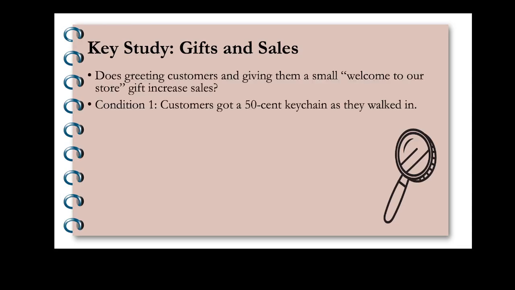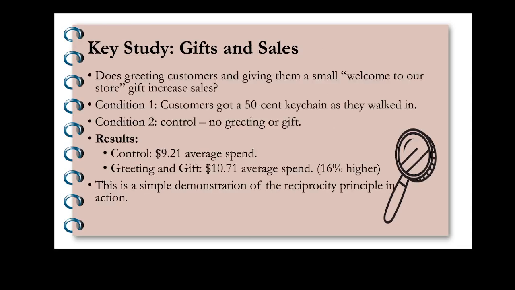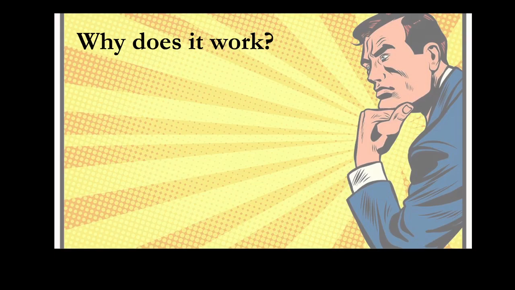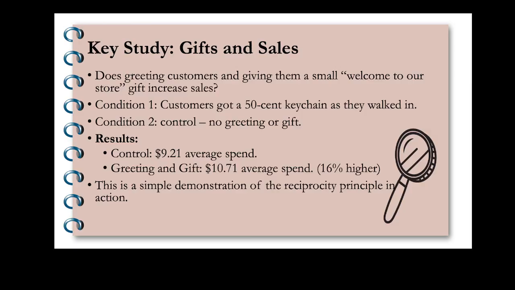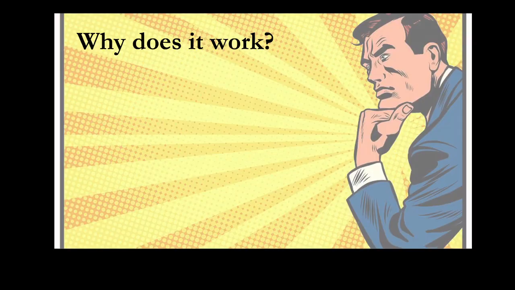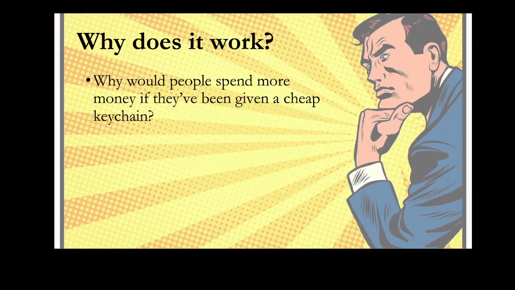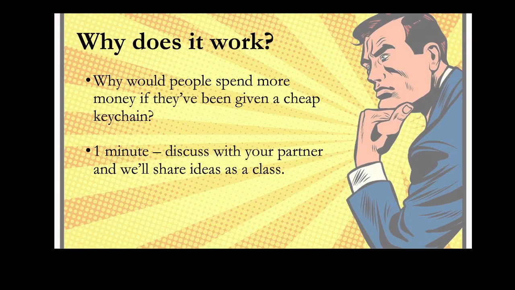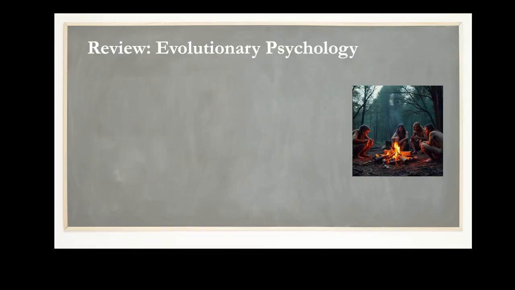Now we give the students the key study. And this is showing, if you give something away, like a free sample, it can increase spending by 16%. Why does it work? See if students can discuss with a partner, think, pair, share. We'll share ideas. And then it would be leading them towards an evolutionary explanation for reciprocity.